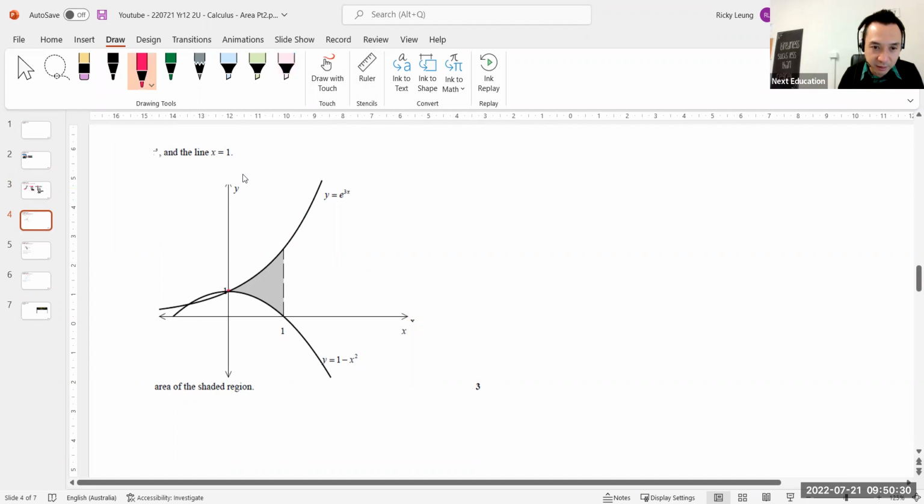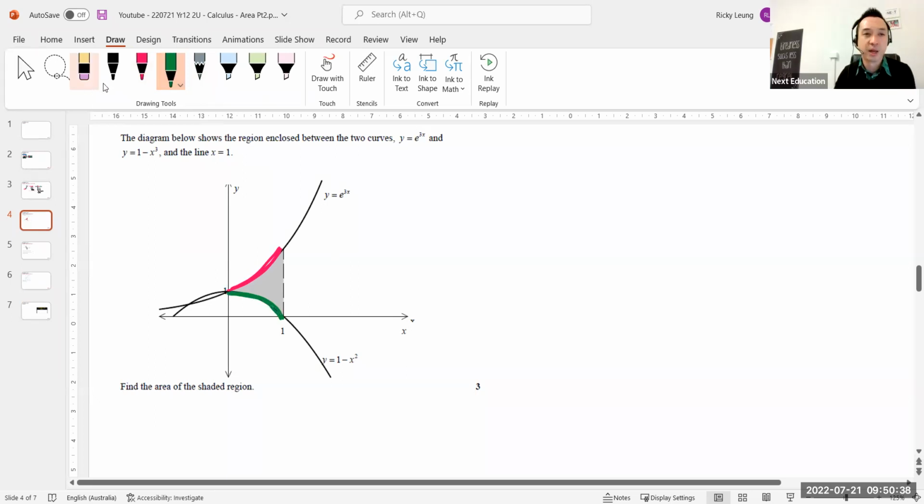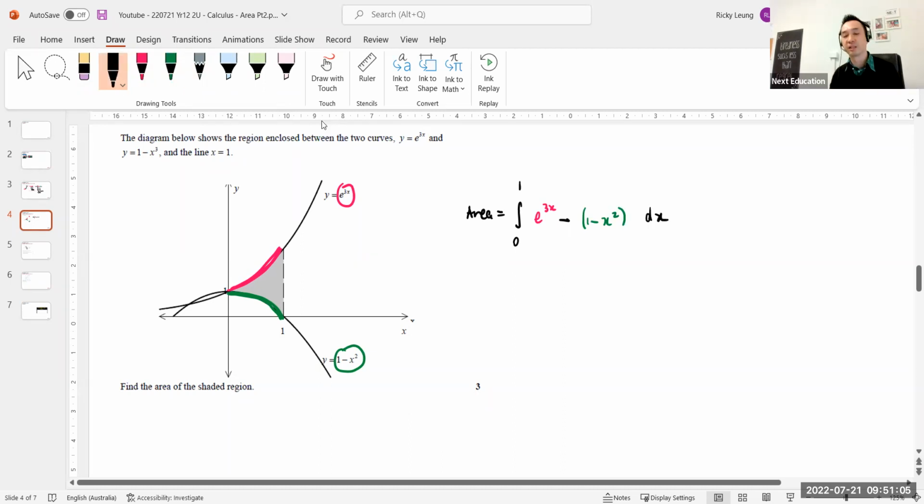So once again, let's color code pink to be the top, green to be the bottom, right? So then my area will be from 0. In this case, they already told you what the limits are. Great. Pink is this, e^(3x), minus green, which is a concave down parabola, 1 minus x squared, dx. Right, nothing hard about that at all.